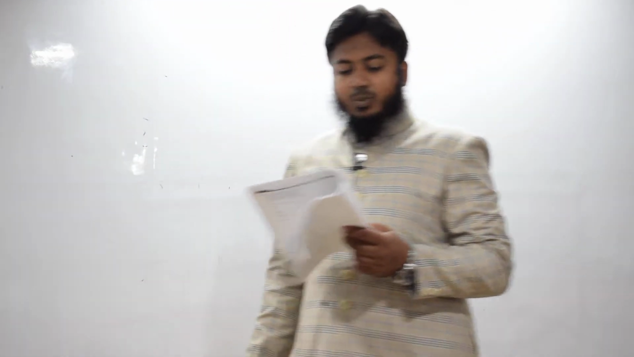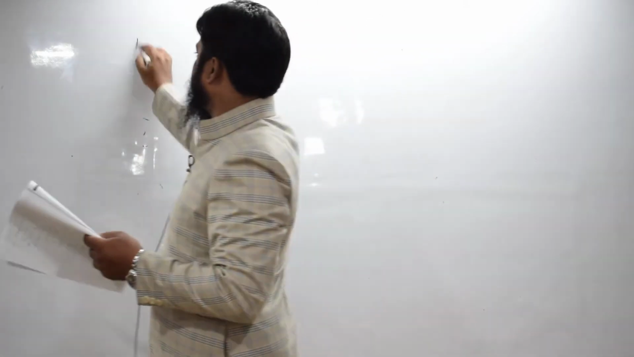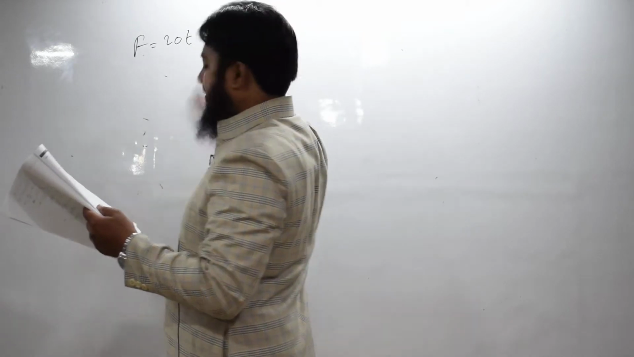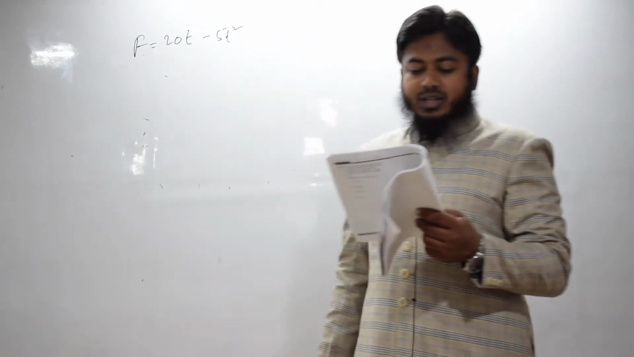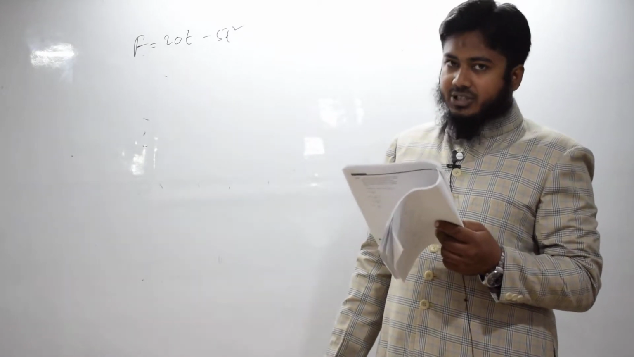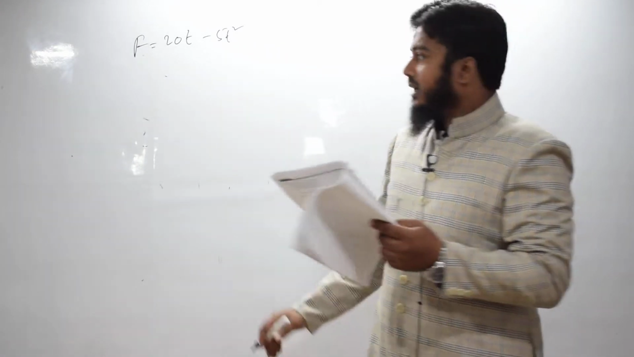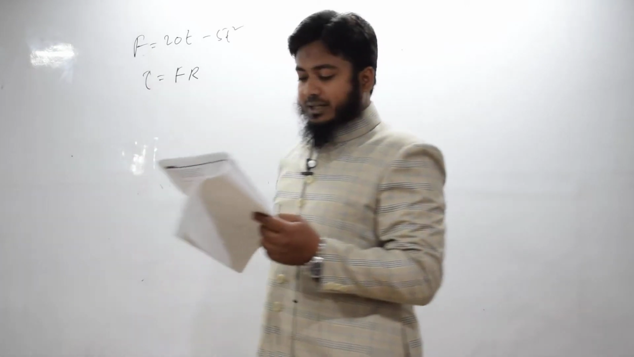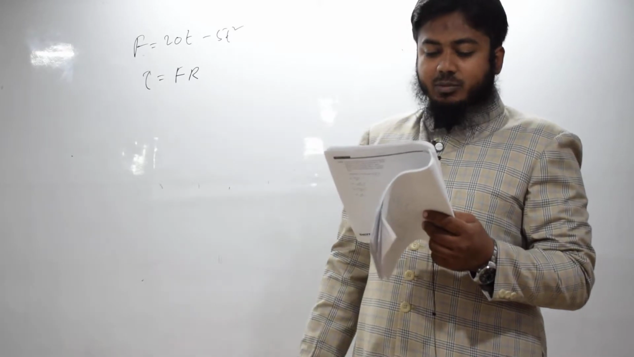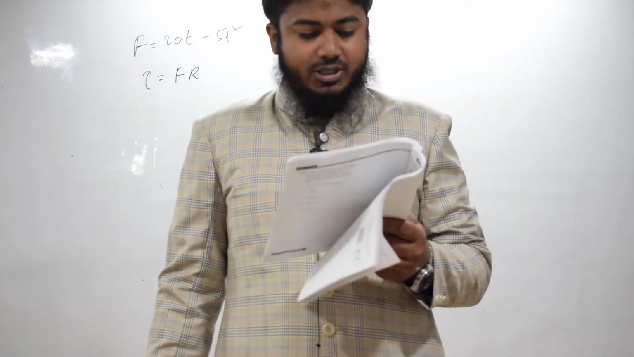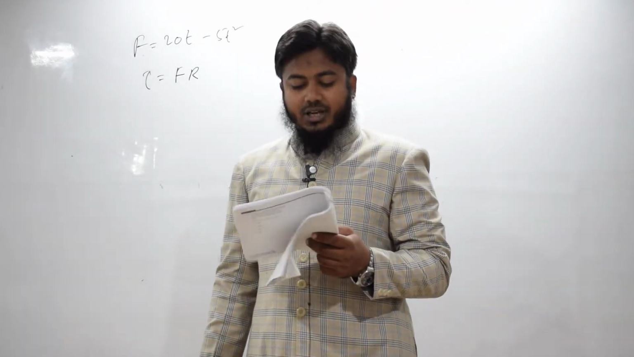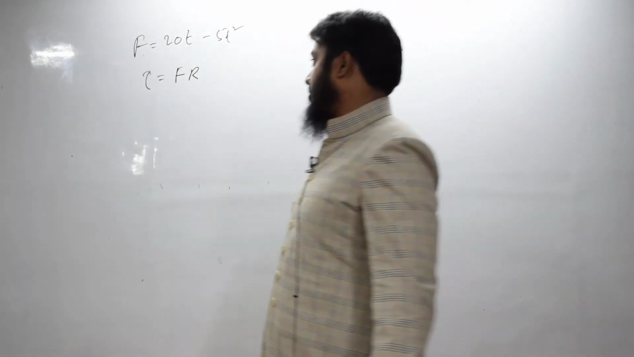Next question. A pulley of radius 2 meter is rotated about its axis by a force. The force acting on the pulley is 20 t minus 5 t square Newton, where t is measured in seconds, applied tangentially. Then the torque due to this force will be F into R. If the moment of inertia of the pulley about its axis of rotation is 10 kilogram meter square, find the number of rotations made by the pulley before its direction of motion is reversed.